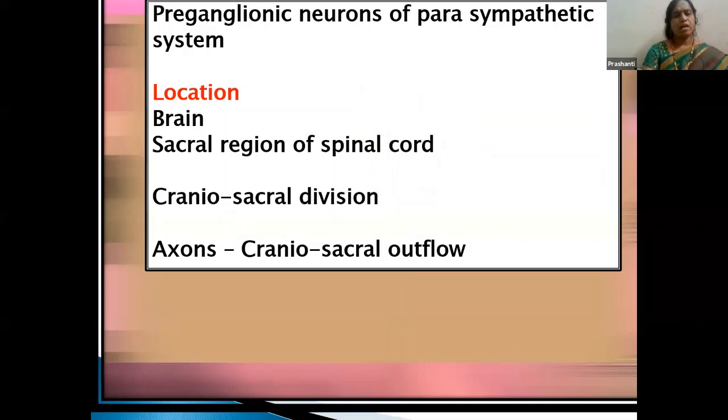Here it also has two types of neurons, children, by which the information is transferred to the particular effector organ. When you see the preganglionic neurons of the parasympathetic system, these are present both in the brain region, that is the cranial region, and also the sacral region of the spinal cord. So it is called the craniosacral division. The axons of this division come from both the cranium and sacrum, so it is called the craniosacral outflow.